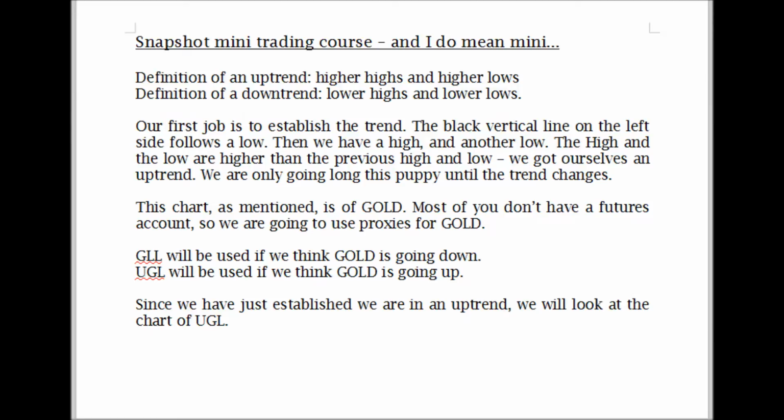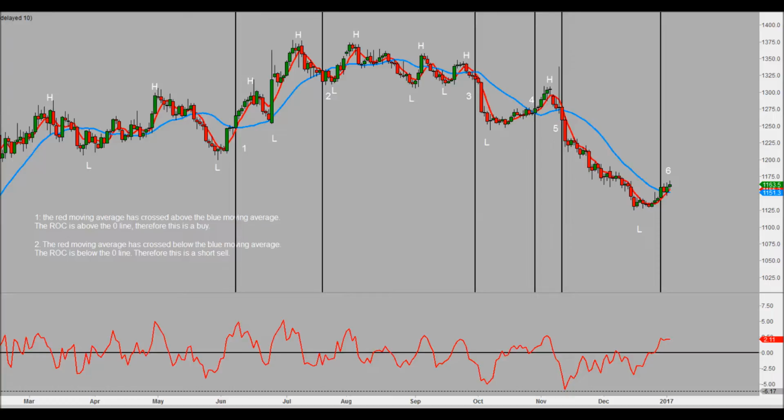My name is Charles Goddard, and the gold chart we're looking at, as you can see, I've put some black vertical lines on it, and I've put some H and L's on it to represent highs and lows. And we're going to use that first of all to determine what trend we're in. An uptrend is defined by higher highs and higher lows, and a downtrend is defined by lower lows and lower highs. And if you can't see it, then move on to something else.